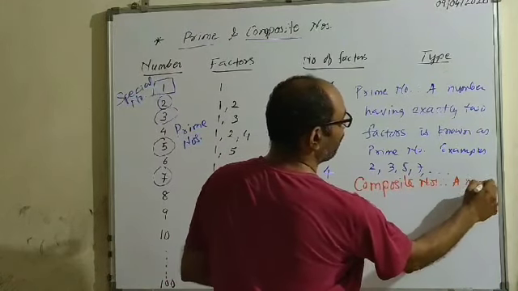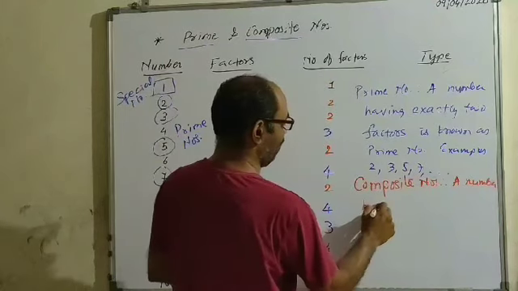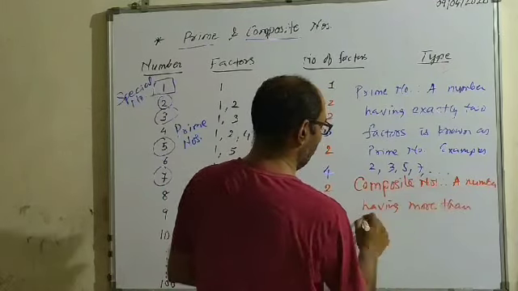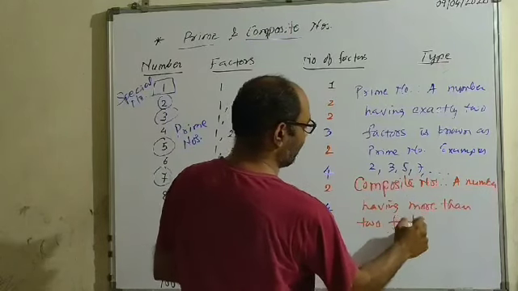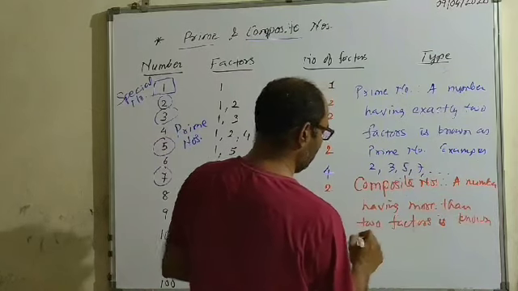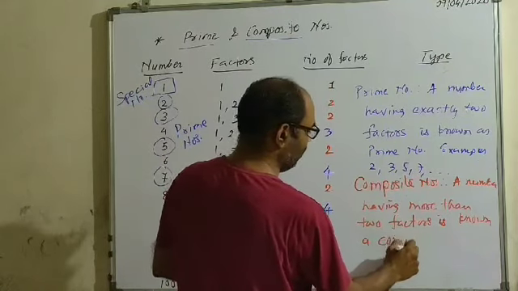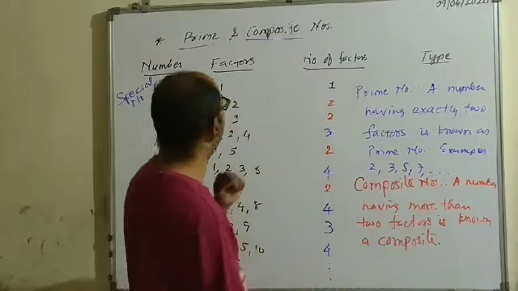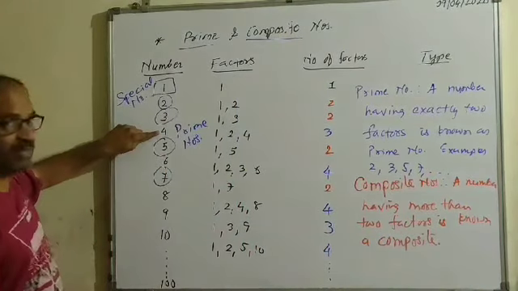A number having more than 2 factors is known as a composite number. Example, well, it starts with 4.